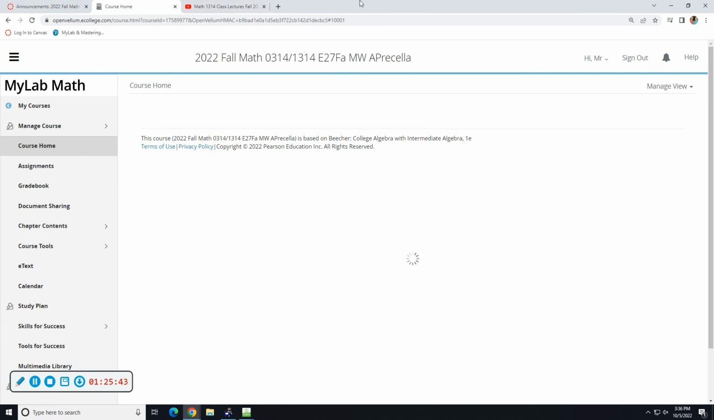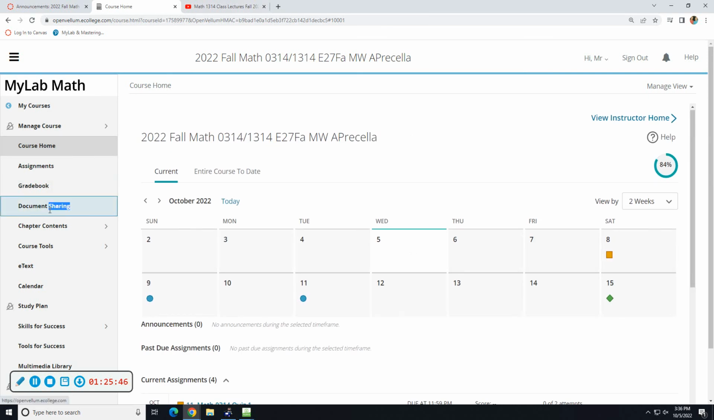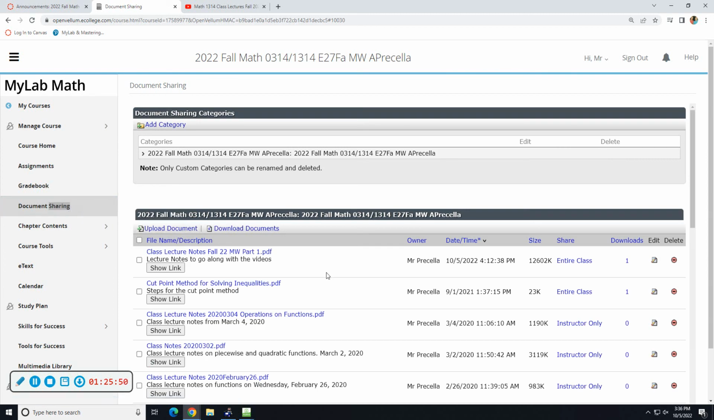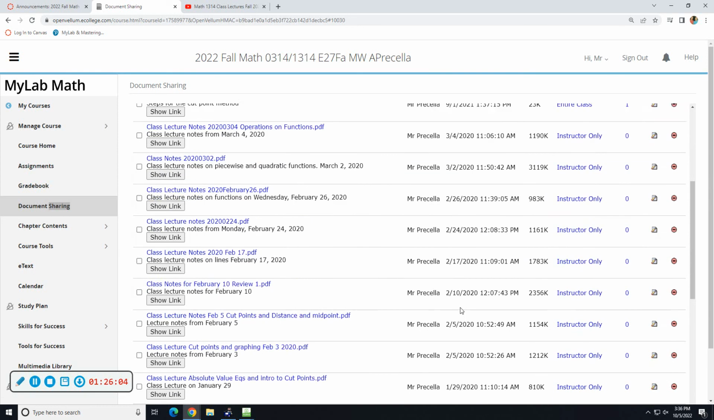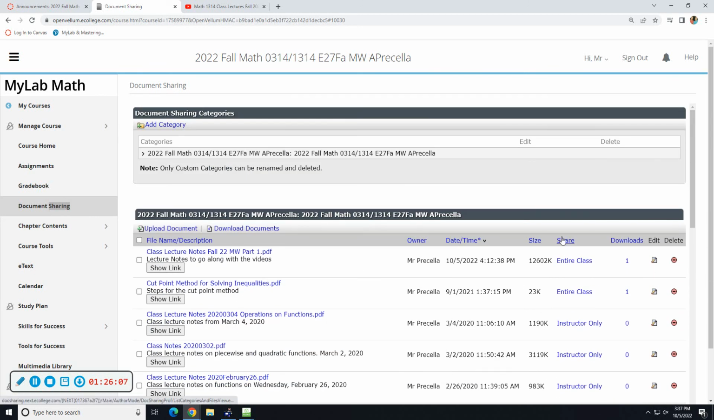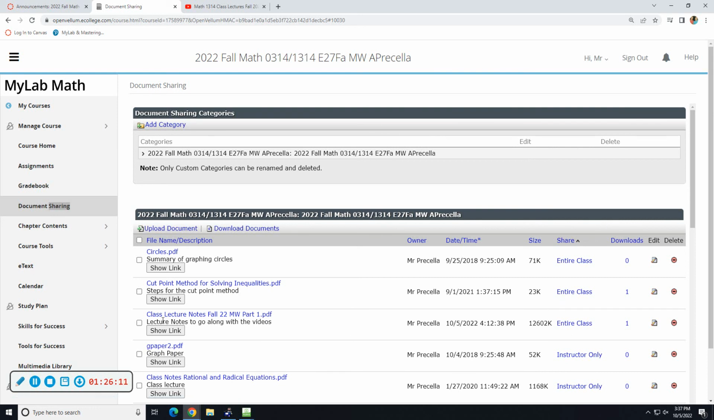If you're logged into Pearson under document sharing, I am very proud of myself. I found all the notes that aren't in this book, and I separated them out based on which class it was, Monday, Wednesday, or Tuesday, Thursday, and I have PDFs here. Under document sharing, there's a lot of stuff here that y'all don't see. All y'all will see are these 3 things: cut points, circles I just handed out, and this thing that says Class Lecture Notes Fall 22, Monday, Wednesday, Part 1, lecture notes to go along with the videos. If you click on it, it will automatically start downloading on your device.